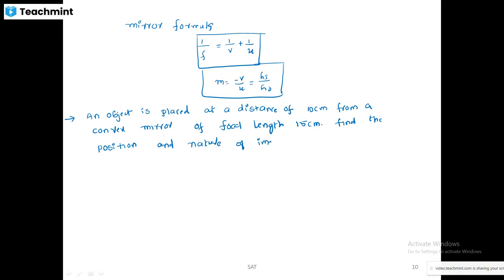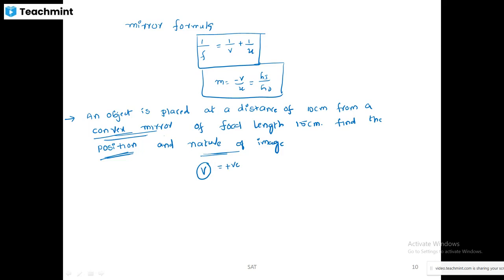For this problem, we first need to identify which type of mirror is given. In this case a convex mirror is given. For a convex mirror the image nature is always virtual, and the size of the image is also diminished. But the position we need to find out, that is, where the image is. For a convex mirror we measure from the pole to the right side, so v must be positive.